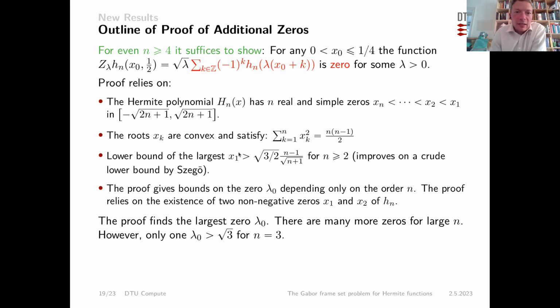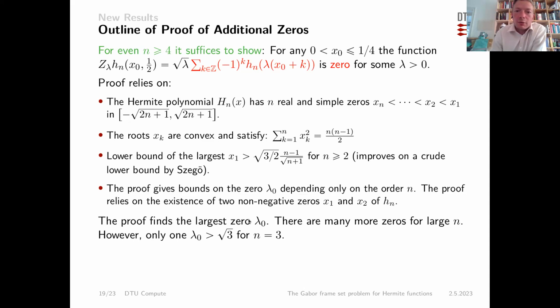And then we needed an estimate of the largest root, and this lower bound here was good enough. It improves on a bound you can find in the book by Szegő. And then the proof works, giving you a zero, and it gives you upper and lower bounds on the zero depending only on the order of the Hermite polynomial. And the proof relies on the existence of two non-negative zeros of the Hermite polynomial, which is why it won't work for the first three orders of the Hermite polynomials. Right? It starts working from n equal to 3.